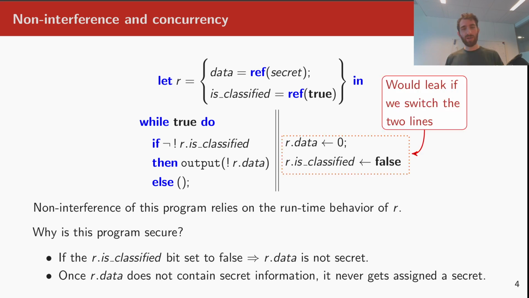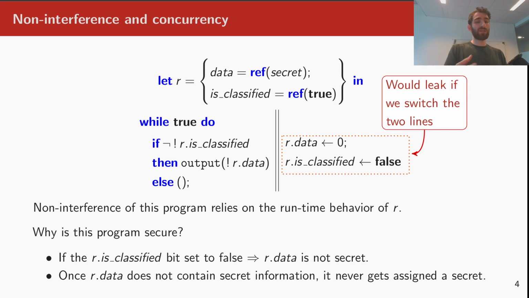Note that, for example, if we switch around the two lines in the rightmost thread, the program violates the first condition and becomes insecure. This is because the rightmost thread can be interrupted between the two assignments, leaving the record R in an incoherent state. The left thread can then observe this incoherent state, reading the value of is classified, and drawing incorrect conclusions from that. Well, what I've shown here is but an informal argument.